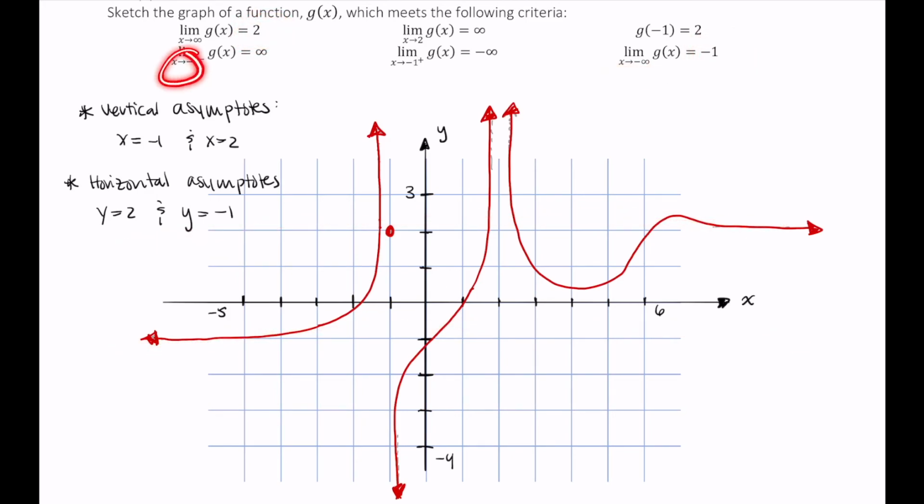If x is approaching some finite value from either the left or the right, and you end up with a limit that is either positive or negative infinity, that is, the function is growing in the positive or negative direction without bound, that should tell you that you have a vertical asymptote.